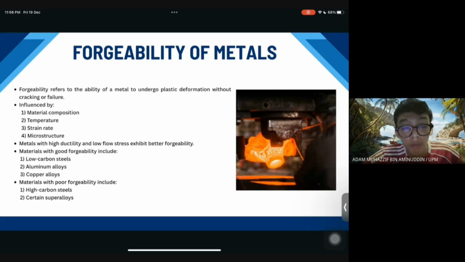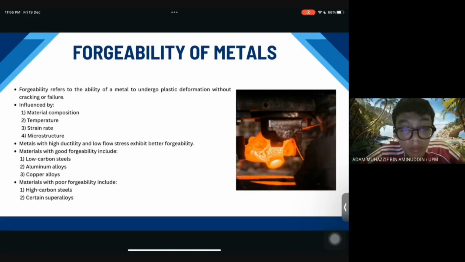Next, the forgeability of metals. You guys might be wondering what forgeability is. Forgeability refers to the ability of a metal to undergo plastic deformation during forging without cracking or failure. It is influenced by several factors including material composition, temperature, strain rate, and microstructure. Metals with high ductility and low flow stress generally exhibit better forgeability.